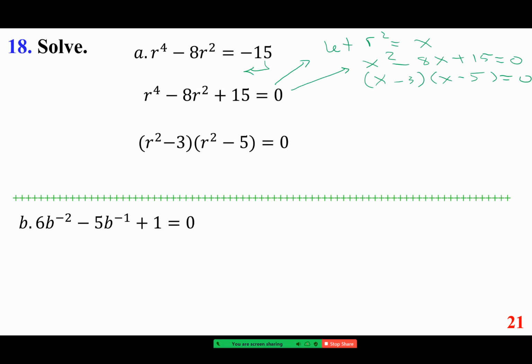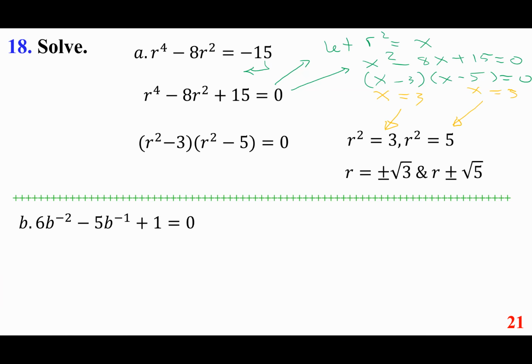You don't have to do a substitution, in which case r squared is either 3 or 5. If you put it here, x is 3, and then you have to write this one, x is 5, then you have to write this, and r is plus minus the square root of 3, plus minus the square root of 5. You have the equality.